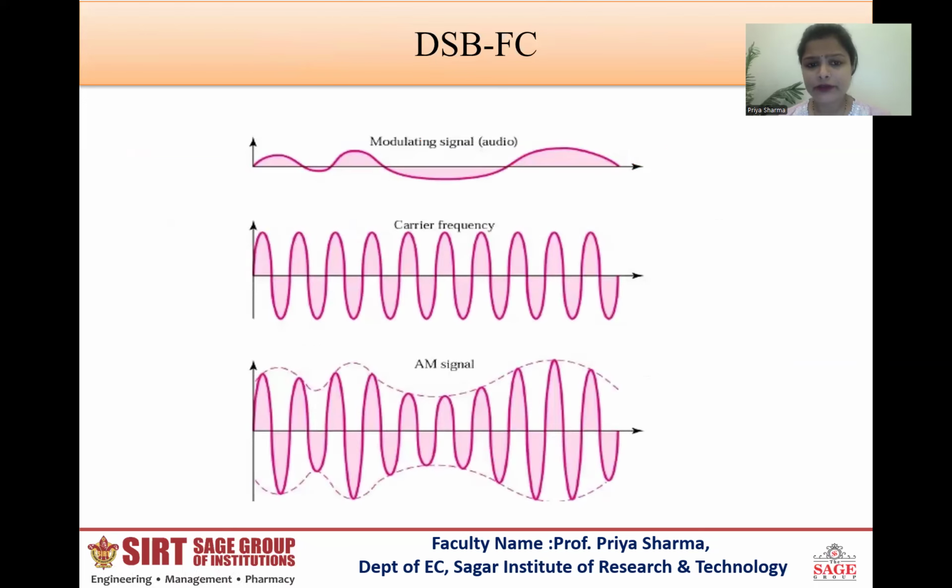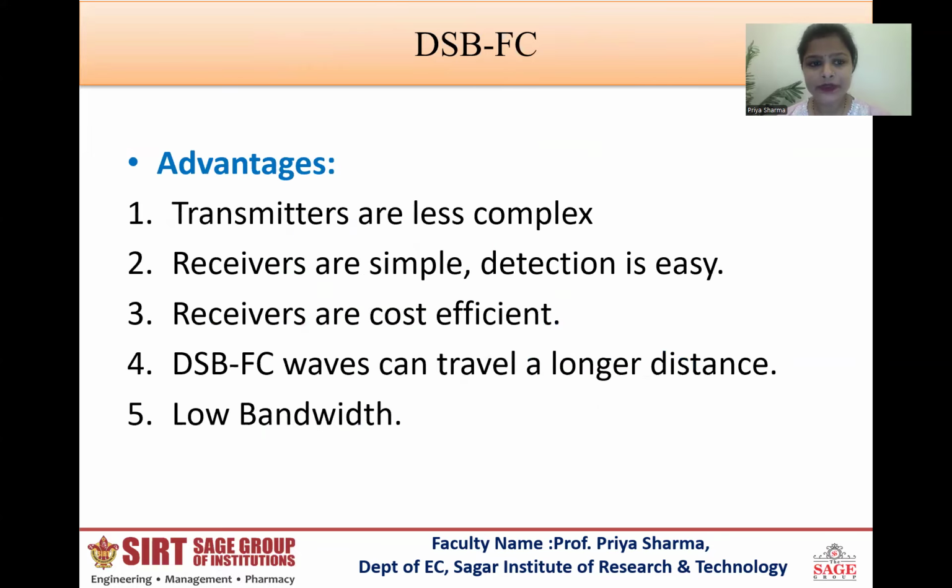This is the basic waveform of a DSB-FC, which is the same as an AM signal. Now, coming to the advantages: transmitters are less complex, receivers are simple, so the detection is easy. Receivers are cost efficient. DSB-FC waves can travel a longer distance, and have lower bandwidth, but it is twice of fm.